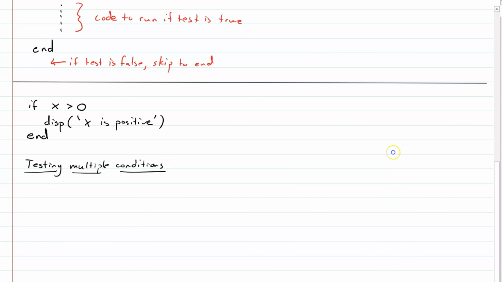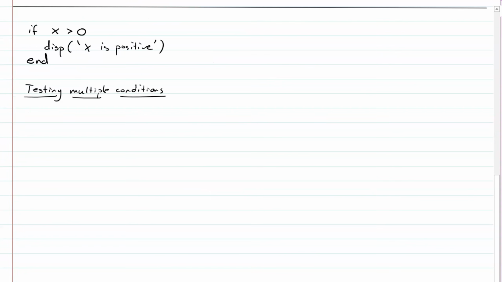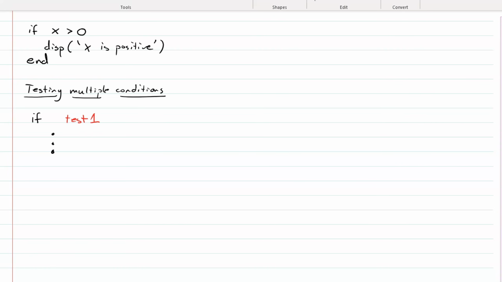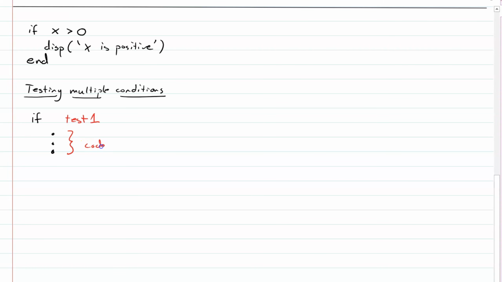So I can make my if statement a little more extensive or sophisticated. And it looks kind of like this. So if, and then I'll put here test 1. So there's something that I'm testing first. And then if that is true, I will execute these lines here. So let me put here ... this will be the code to execute if test 1 is true. But then maybe I want to do something else if another condition is true.